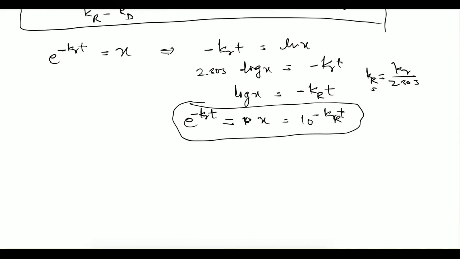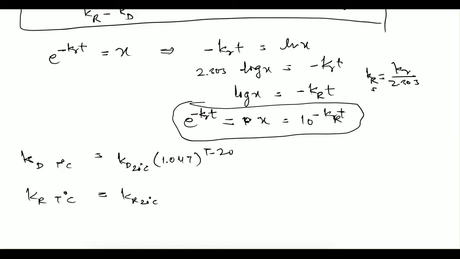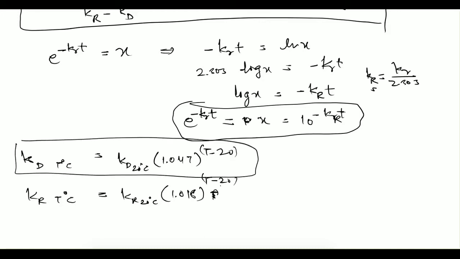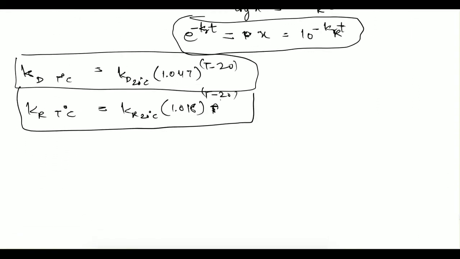Now the value of kd, if it is at a temperature other than 20 degrees Celsius, kd at T degrees Celsius, we have already seen, is kd at 20 degrees Celsius multiplied by 1.047 to the power T minus 20. Similarly, kr at T degrees Celsius is kr at 20 degrees Celsius into 1.016 to the power T minus 20. So these two equations can be used to find out the value of kd and kr at any temperature other than 20 degrees Celsius.